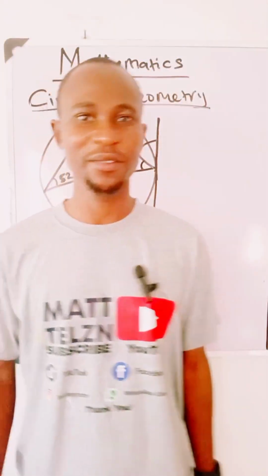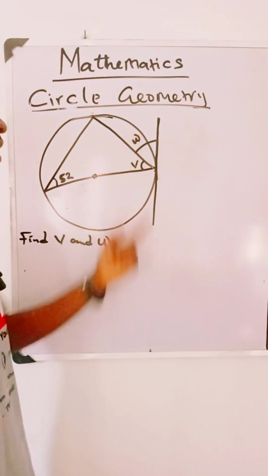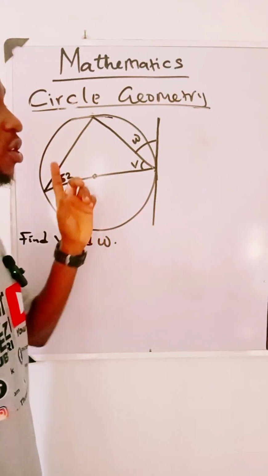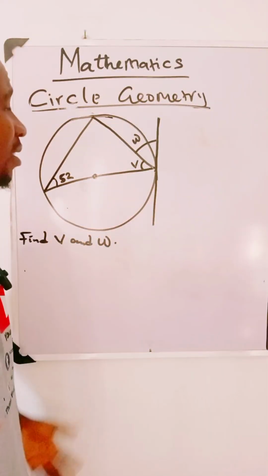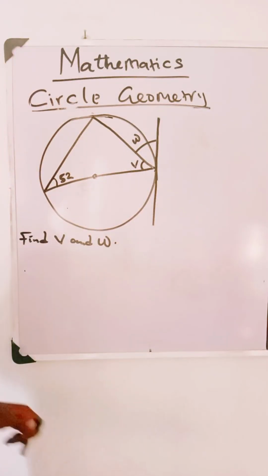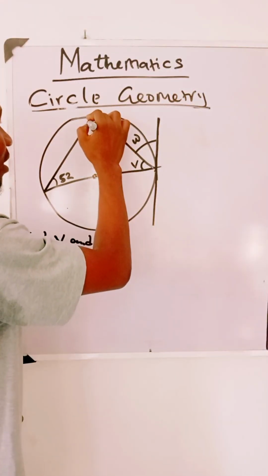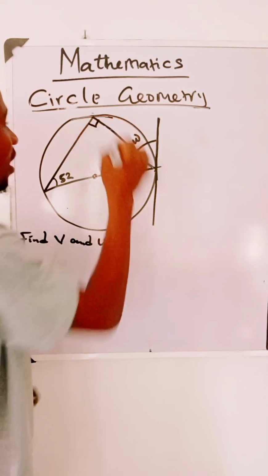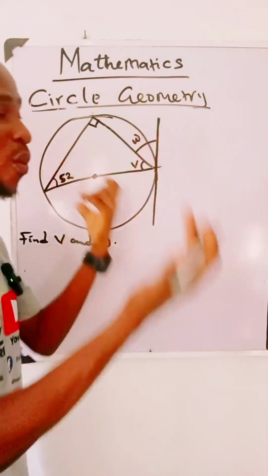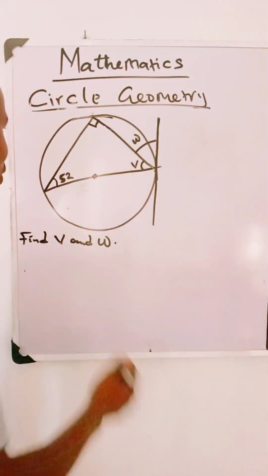Okay, let's go there. In this question, we are asked to find our V and W, okay? We've looked at rule 1 and rule 2. Rule 1 says angle in a semicircle is what? 90 degrees. Now observe this. This is a semicircle, right? Angle in a semicircle is what? 90 degrees. That means here is 90 degrees. So sum of angles in a triangle is what? 180 degrees. So that is what I'm going to use to find my V. You see, very simple. So let's go there.